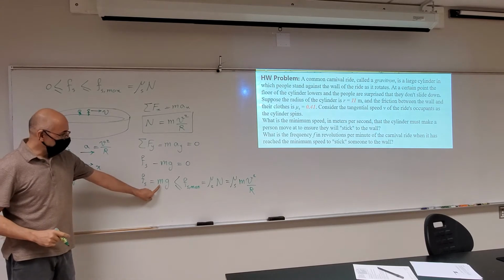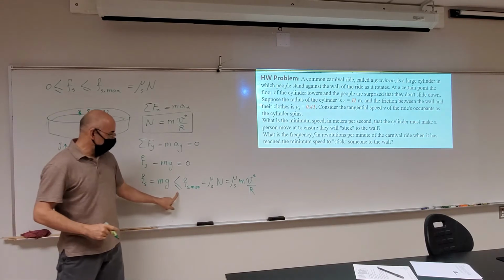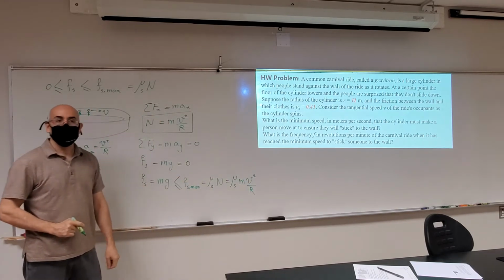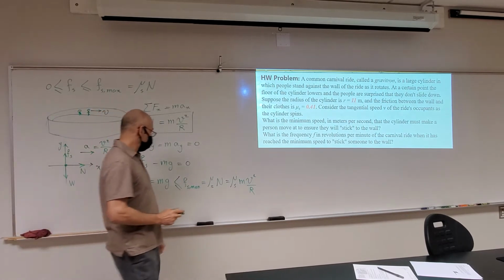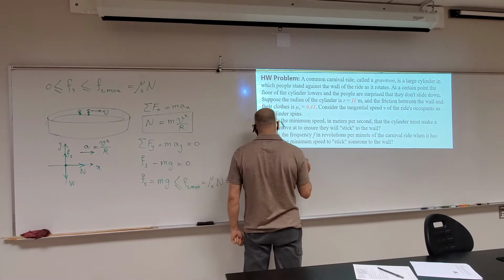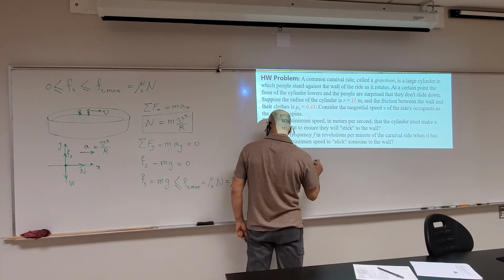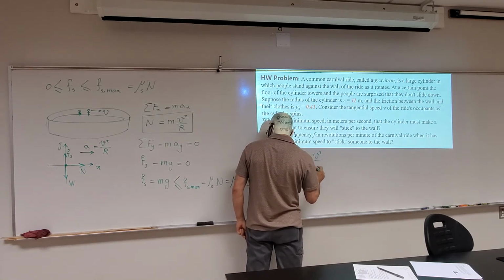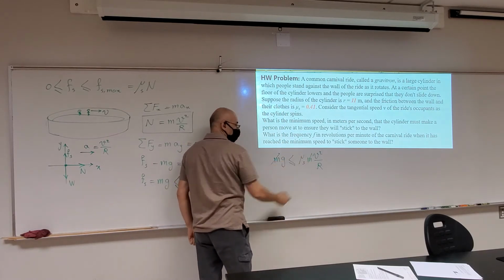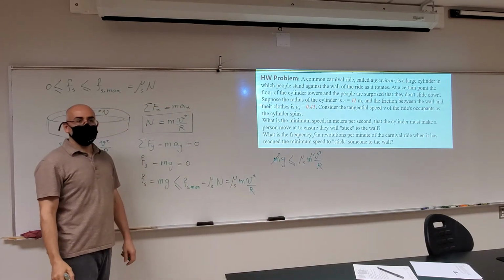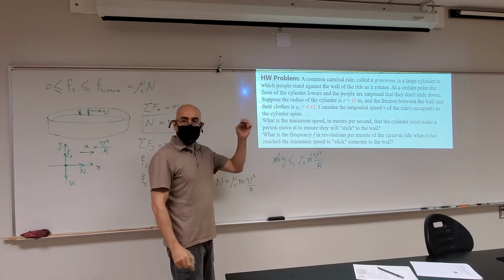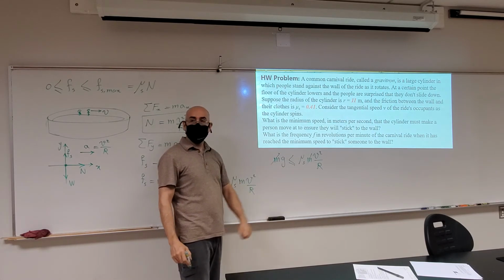You see now, from here we see that mg is less than or equal to mu s m v squared over r. So mg is less than or equal to mu s m v squared over r, and m can be cancelled. So that means it doesn't matter how much the person weighs, right? For everyone it is the same thing, as long as mu s is the same.